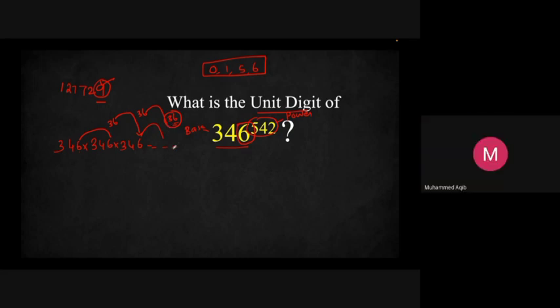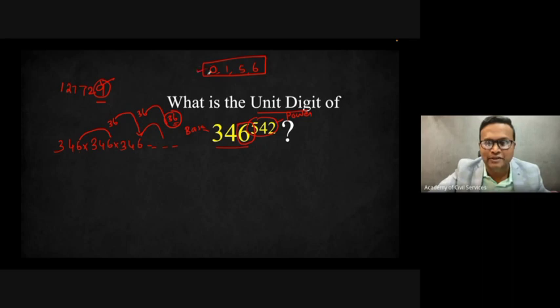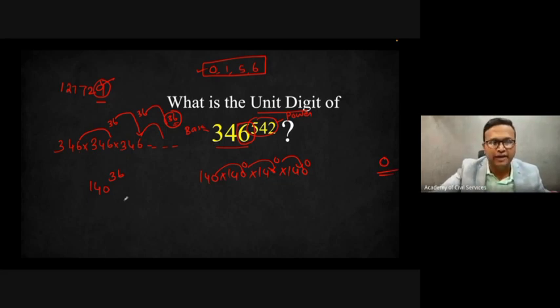Yes, 6 will be the unit digit. If the unit digit of the base is 0, same way, 140 power 36 means 140 multiplied by 140 multiplied by 140, 36 times. If you multiply 0 with 0, 0, 0 with 0, 0, finally the end of the answer will be 0. The same way with 5, 25 power 3.